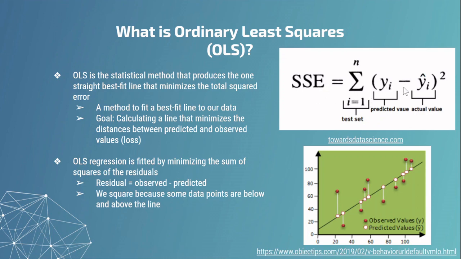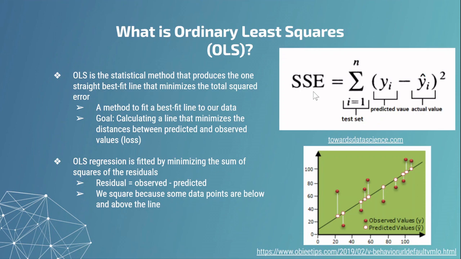And if we look at this formula here, this symbol here is called sigma, and it represents summation. What we're trying to do is sum the squares of every single residual. So the difference between the predicted value and the actual value is going to be our error or residual. We square that, and we add all the squares of all the differences to get the SSE value. And what OLS regression is trying to do is get the smallest SSE value possible.